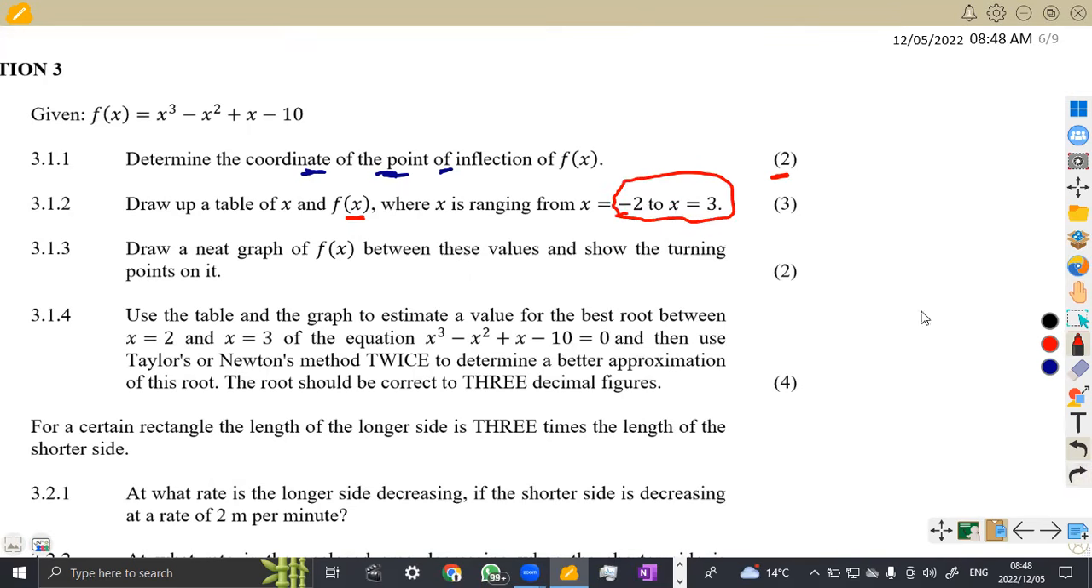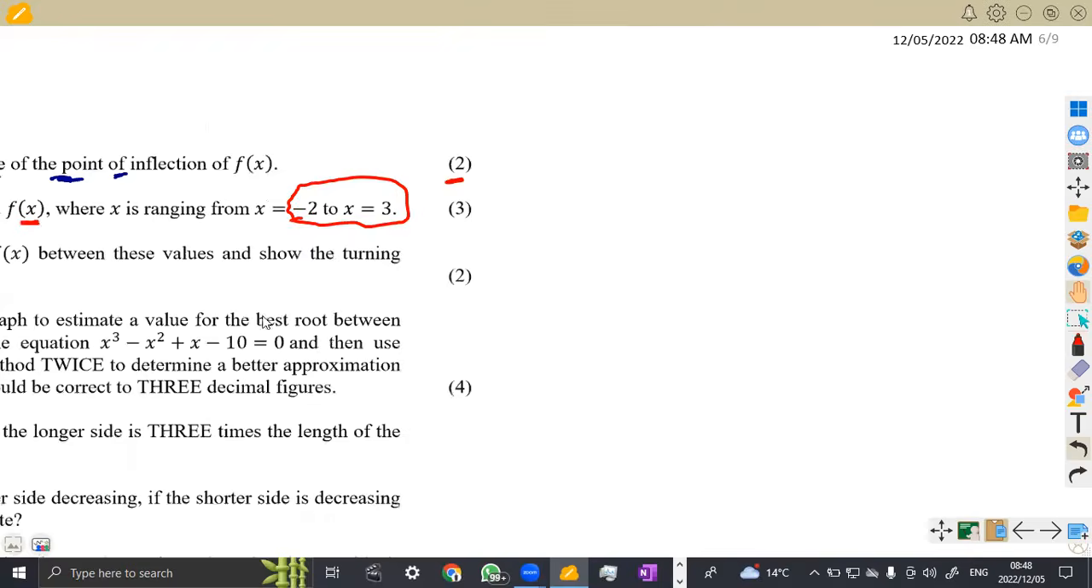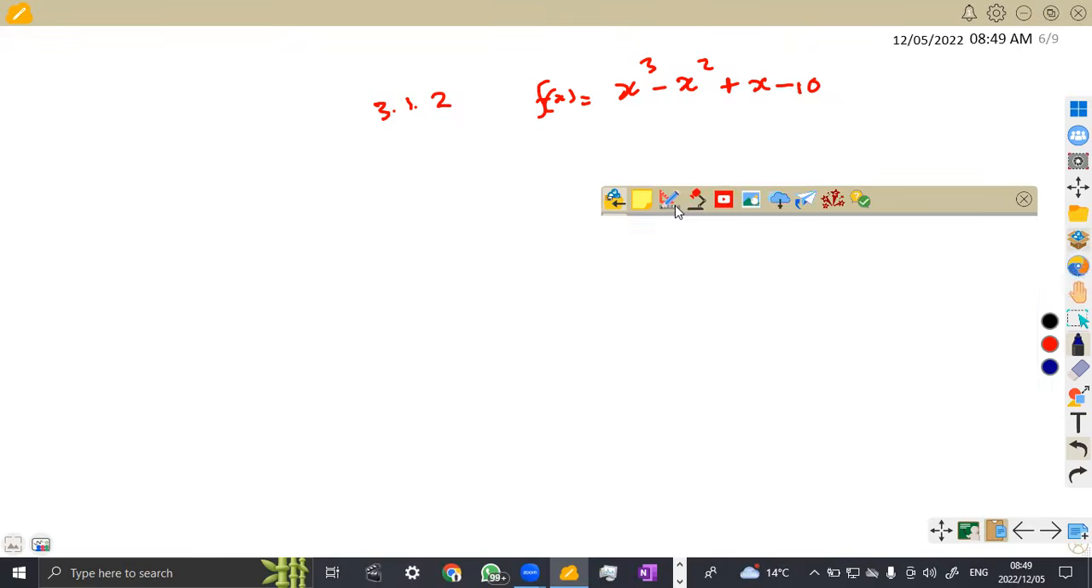So that's the table, guys. We're just substituting these values. Here we're not going to waste much time. This is a direct question. So this is 3.12. Remember, your f of x was equivalent to x cubed minus x squared plus x minus 10. And we are supposed to have a table drawn from negative 2. So this is just a table.